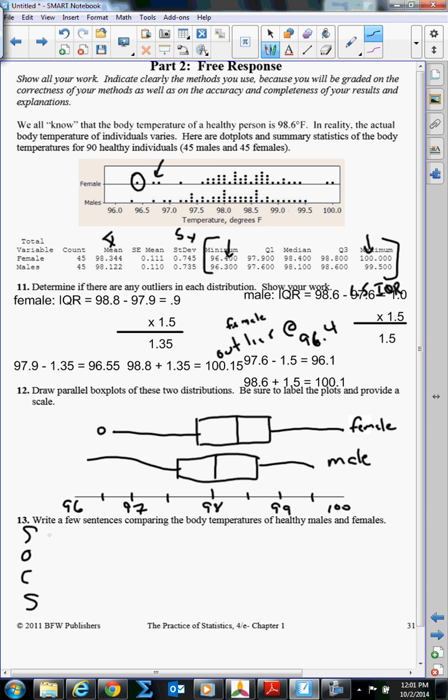Cold feet and socks. Remember, this is spread, outliers, center, and shape. I guess the order doesn't matter, because usually I do shape first. So as far as shape goes, I would say they're both approximately symmetric.